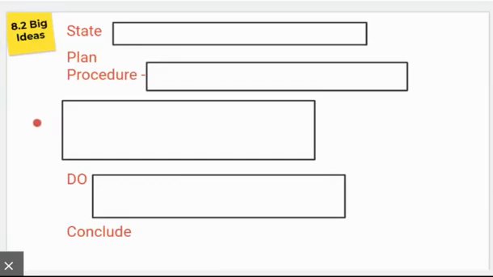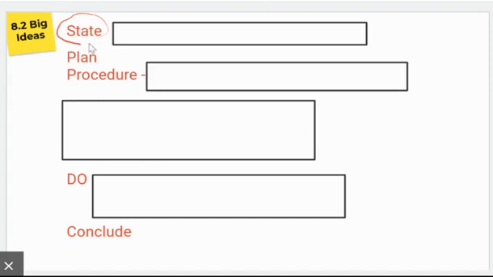Hey everyone, in this video we're going to be looking at the big ideas for section 8.2. And in this section we are looking at creating a confidence interval for the difference between two proportions. So we're still going to follow this plan.